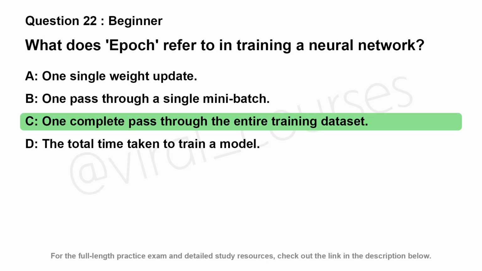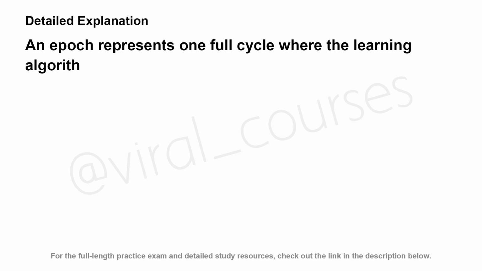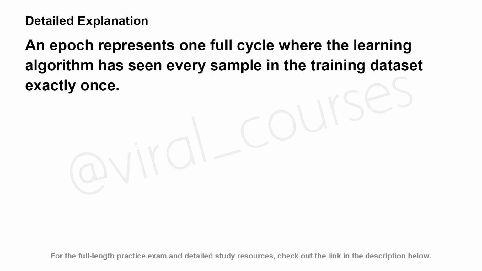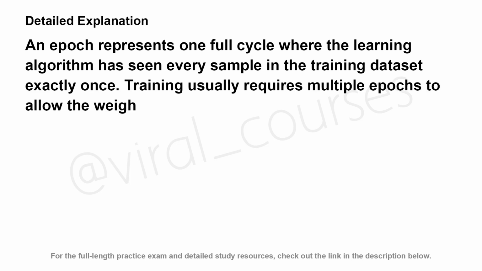The correct answer is C. An epoch represents one full cycle where the learning algorithm has seen every sample in the training dataset exactly once. Training usually requires multiple epochs to allow the weights to converge to an optimal state.